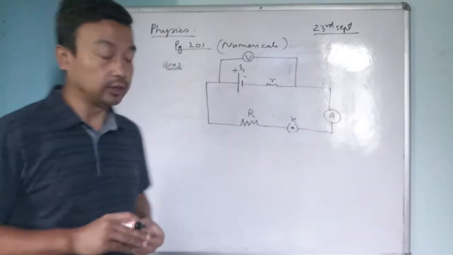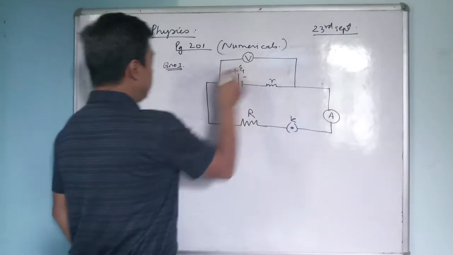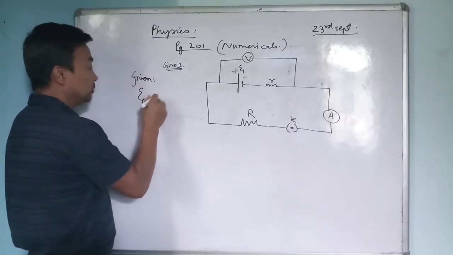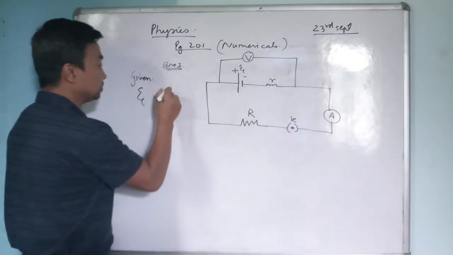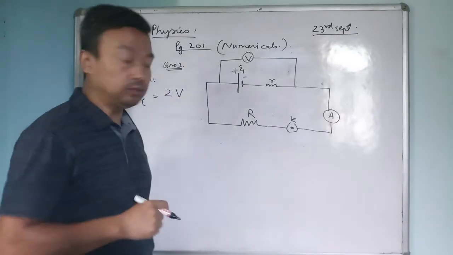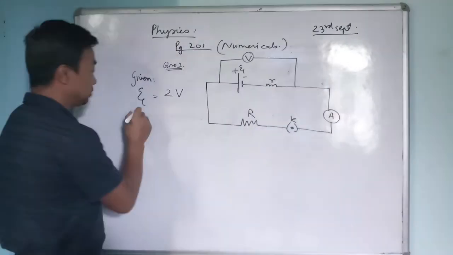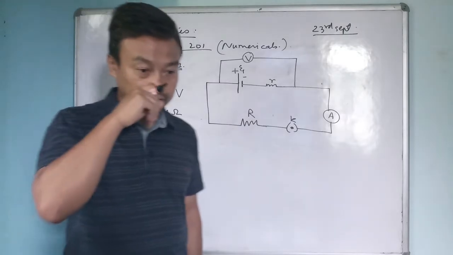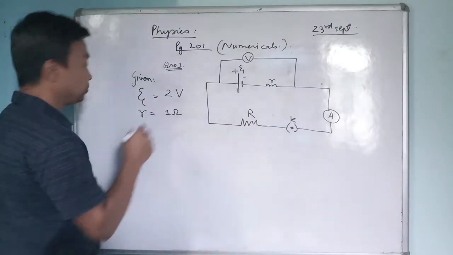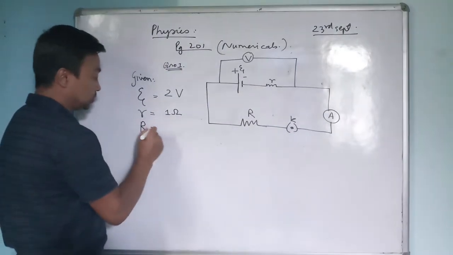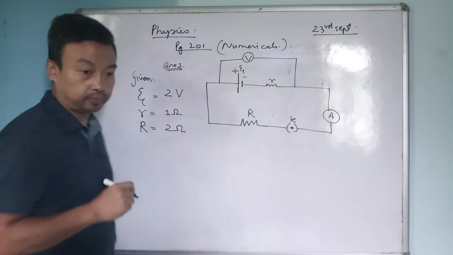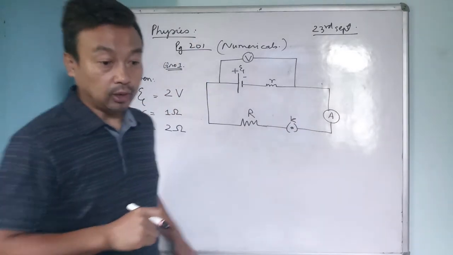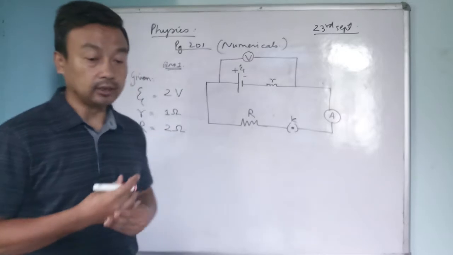So in the question given, the EMF is given to you as 2 volt, and the internal resistance, small r, is given to you as 1 ohm. The external resistance is given to you as 2 ohm. Now there is also a key given to you here. So what will be the readings of the ammeter and the voltmeter?